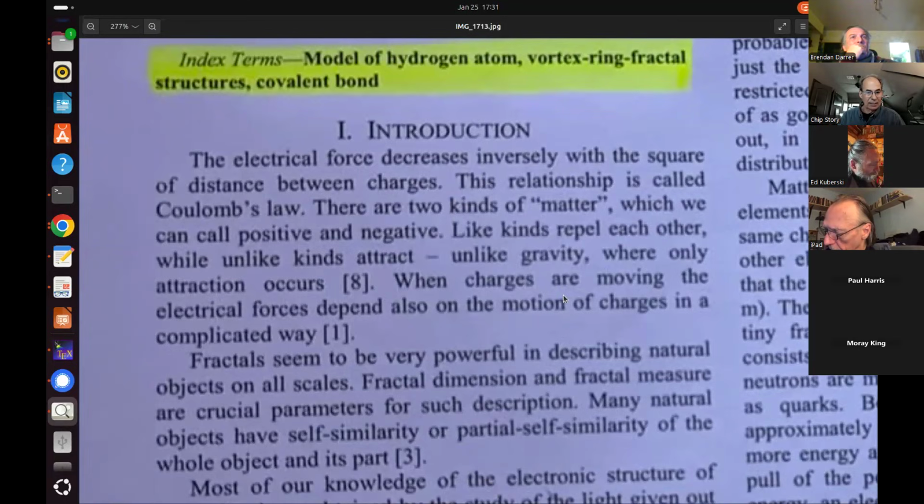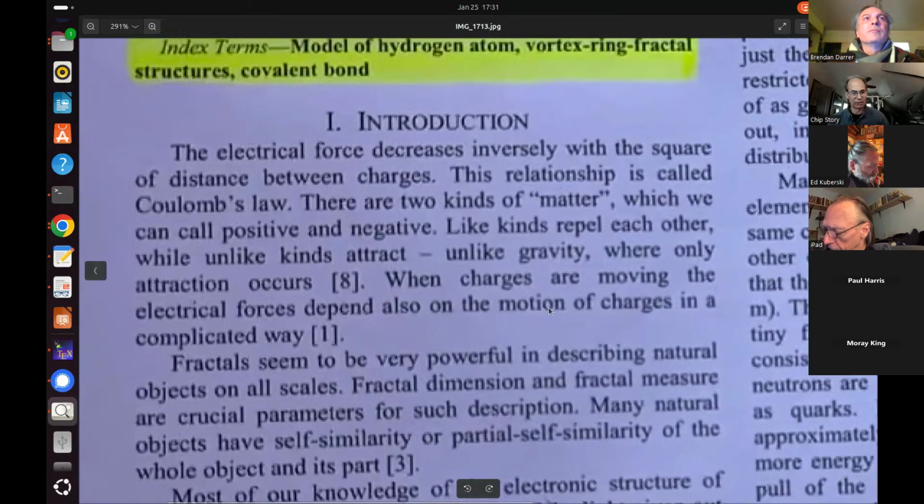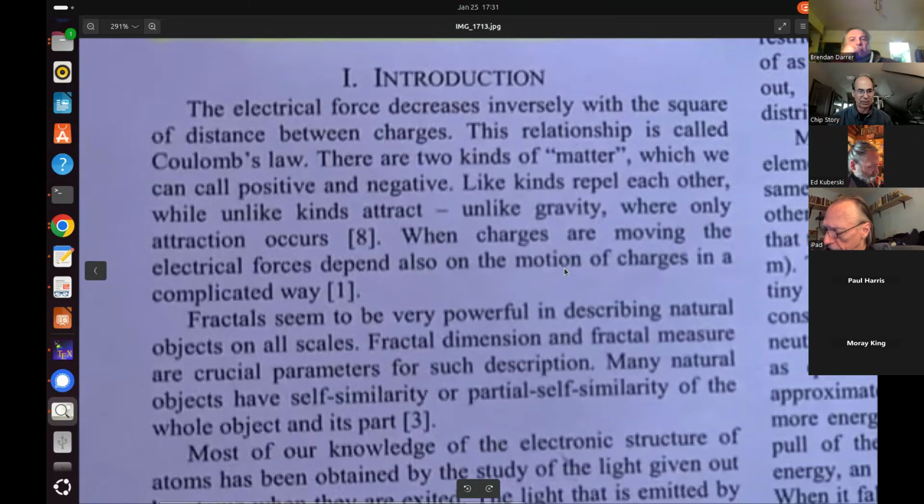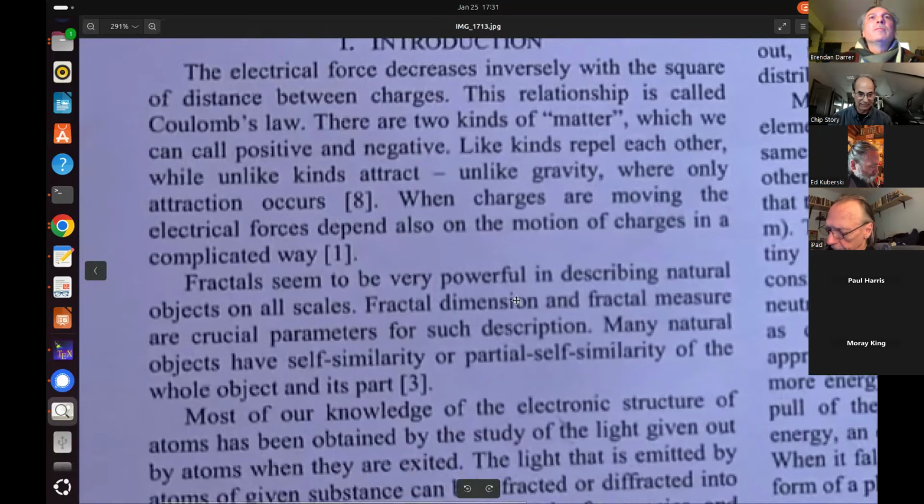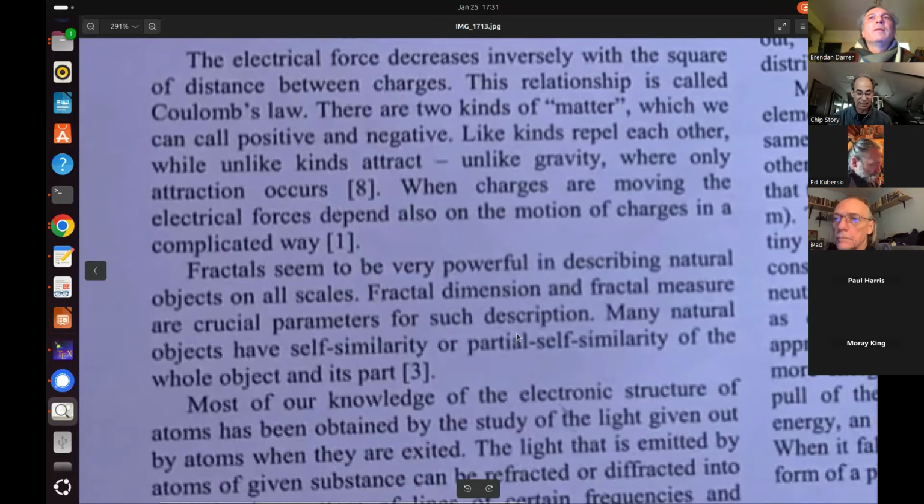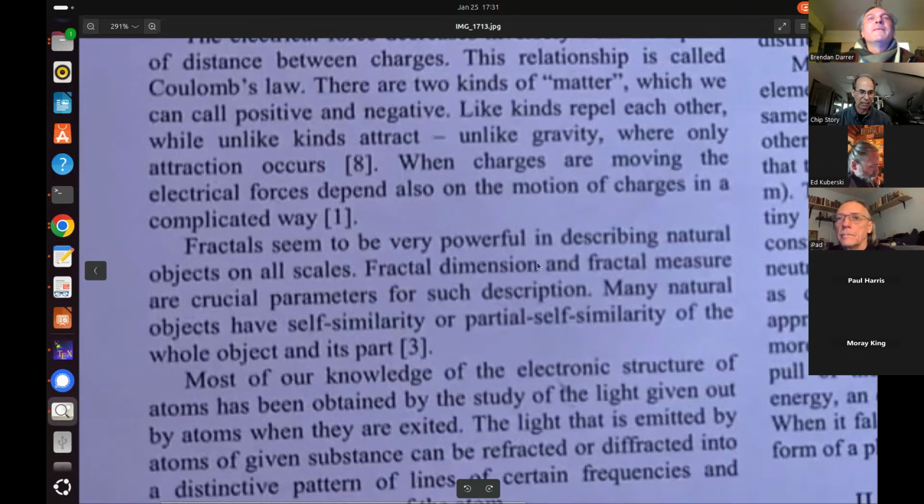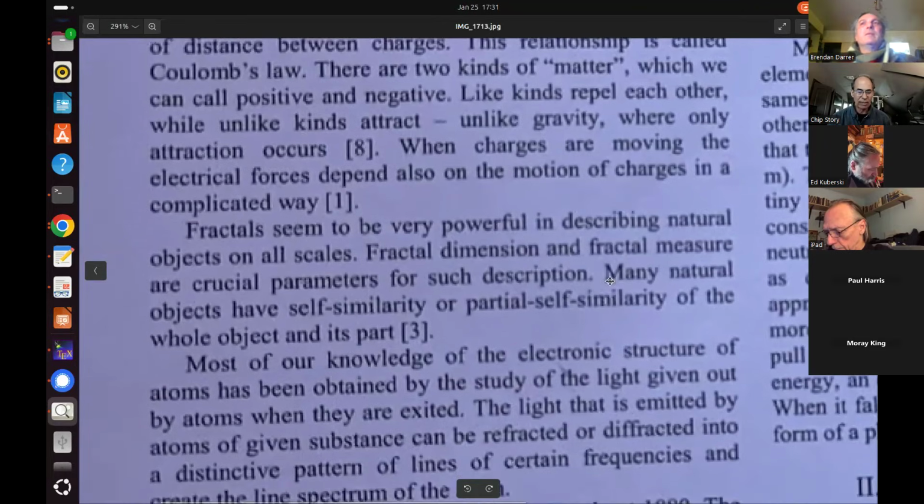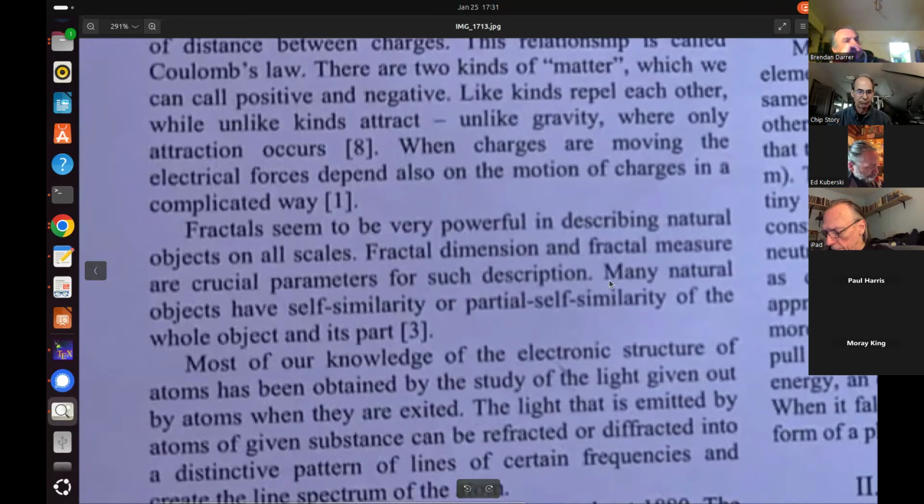Introduction. Number 1, the electrical force decreases inversely with the square of distance between charges. This relationship is called Coulomb's law. There are 2 kinds of matter, which we can call positive and negative. Like kinds repel each other, while unlike kinds attract, unlike gravity, where only attraction occurs. When charges are moving, the electrical forces depend also on the motion of charges in a complicated way.